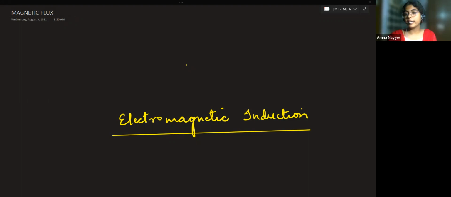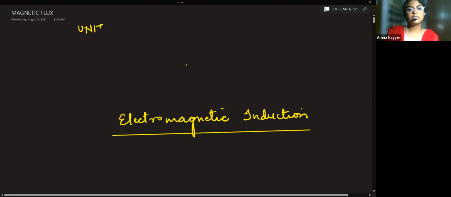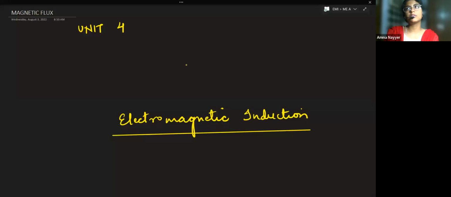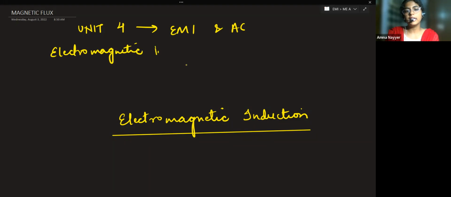Okay, now we'll start with the next unit. That is your unit number 4 of NCERT. First was electrostatics, second electrostatics. Yes, unit 4 of NCERT. Now this comprises your EMI and AC. EMI means electromagnetic induction. This is your chapter number 6 of NCERT.